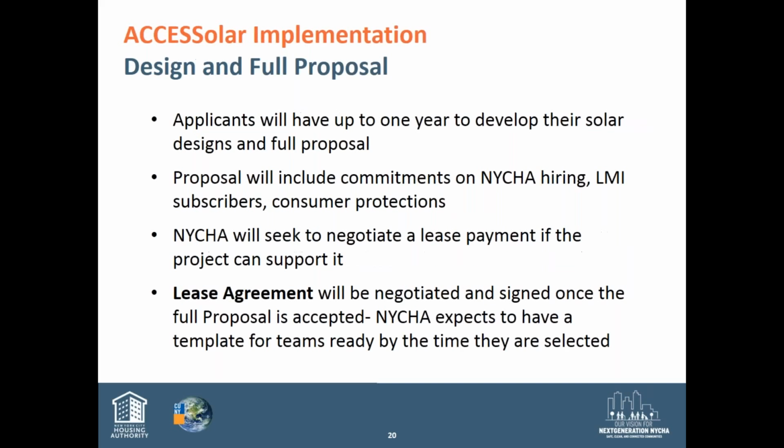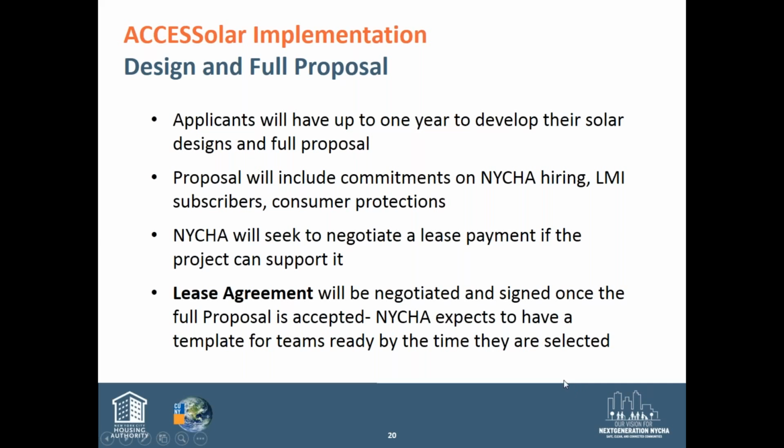Now we'll talk a little bit about the implementation phase. Once teams sign that license agreement, they'll have up to 1 year to develop these designs and the full proposal. The proposal will seek commitments on all these community-oriented goals, including hiring NYCHA residents, enrolling LMI households, and we'll want to see a contract template to make sure that those LMI households enjoy robust consumer protections. The design portion of the proposal also will want some information to ensure that the solar panels won't impact our operations or our existing roof warranties.